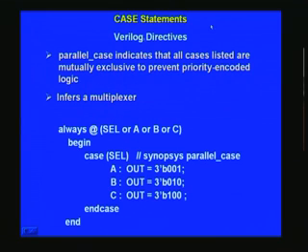And another Verilog directive is parallel case, which indicates that all cases listed are mutually exclusive, to prevent priority encoded logic. We have seen the if else if combination to be priority encoded, and case to be not priority, right. It appears straight away, whatever be the condition here, it appears straight away at the output either here or here, all equally at the same time, right.